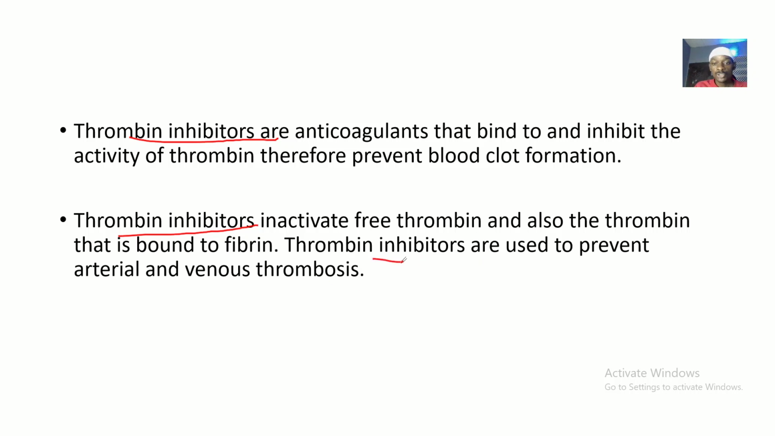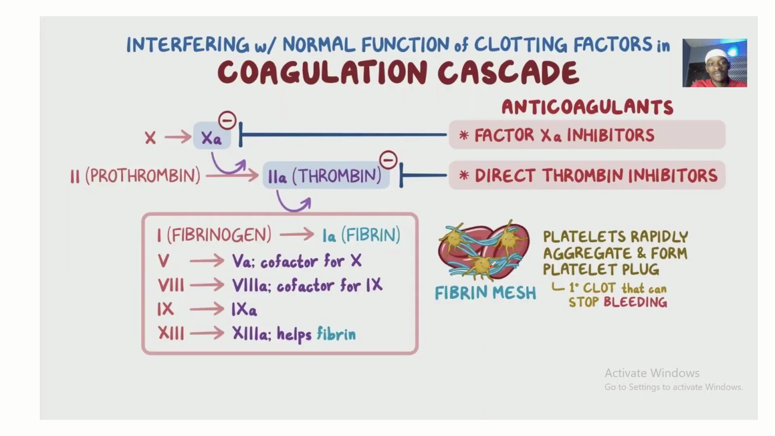Thrombin inhibitors are used to prevent arterial and venous thrombosis. This is when you don't need blood to coagulate in blood vessels, but blood is coagulating. That's why we call it thrombosis. If you want to prevent this thrombosis, that's where they are therapeutically useful. So we use them to prevent thrombosis in arteries and veins.